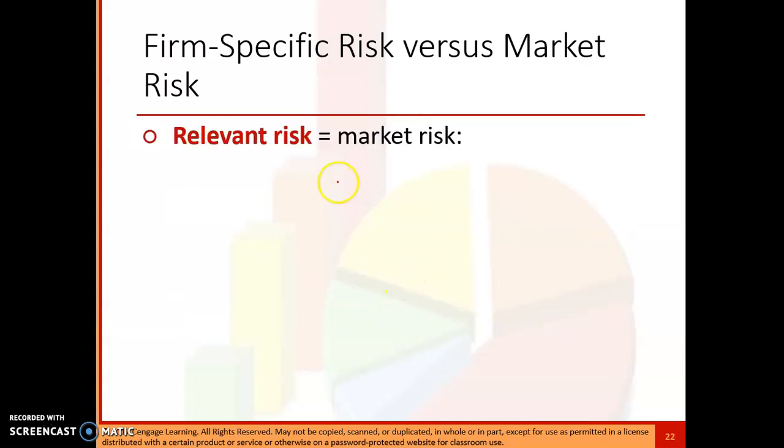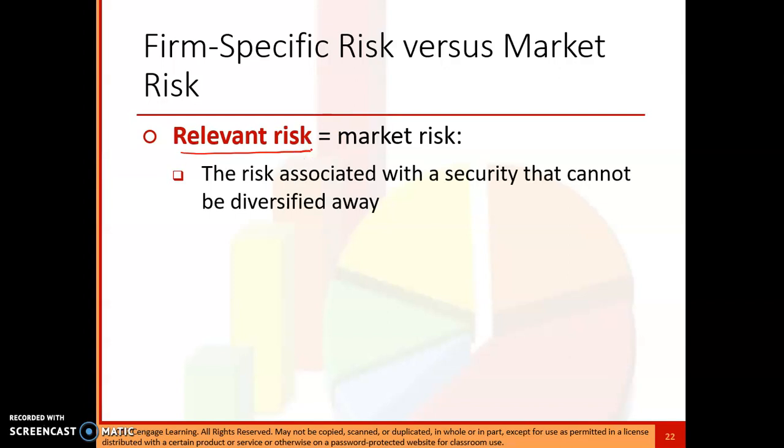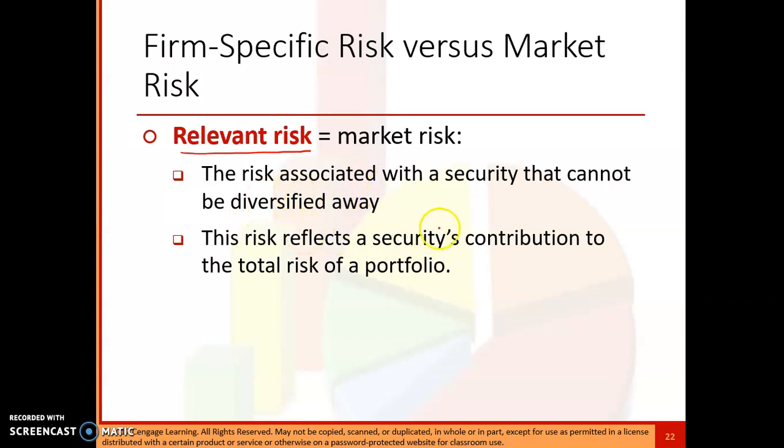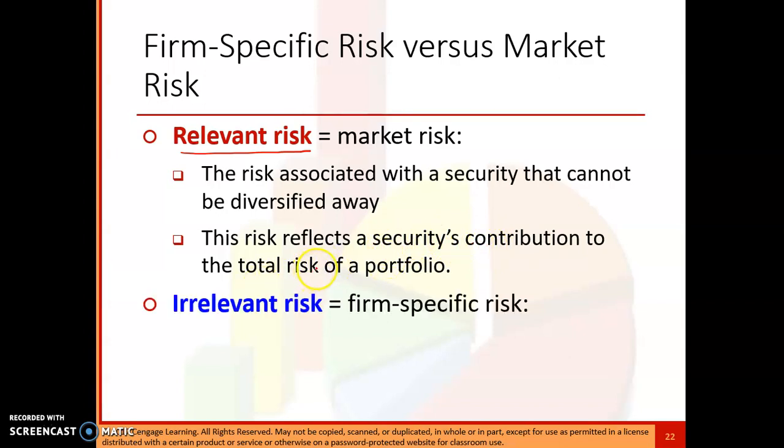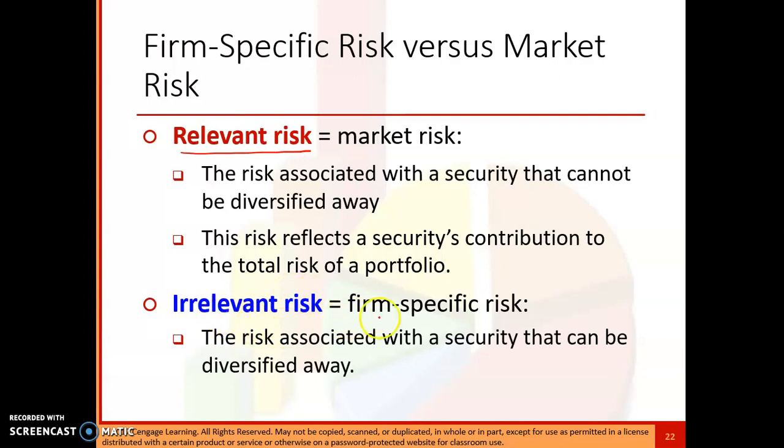The book uses the term relevant risk to refer to market risk, and that's the risk associated with a security that can't be diversified away. It's the security's contribution to total risk of the portfolio. Irrelevant risk is our unsystematic risk, and that is the risk associated with the security that can be diversified away.